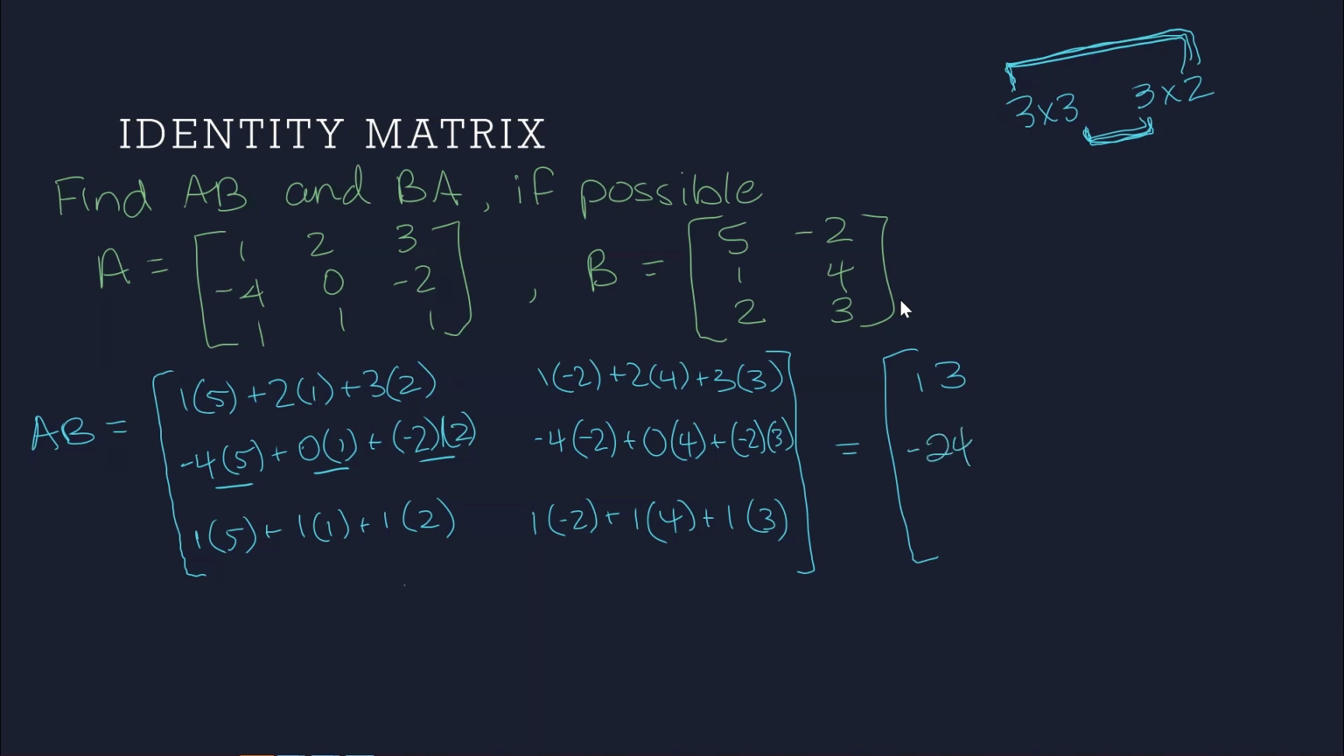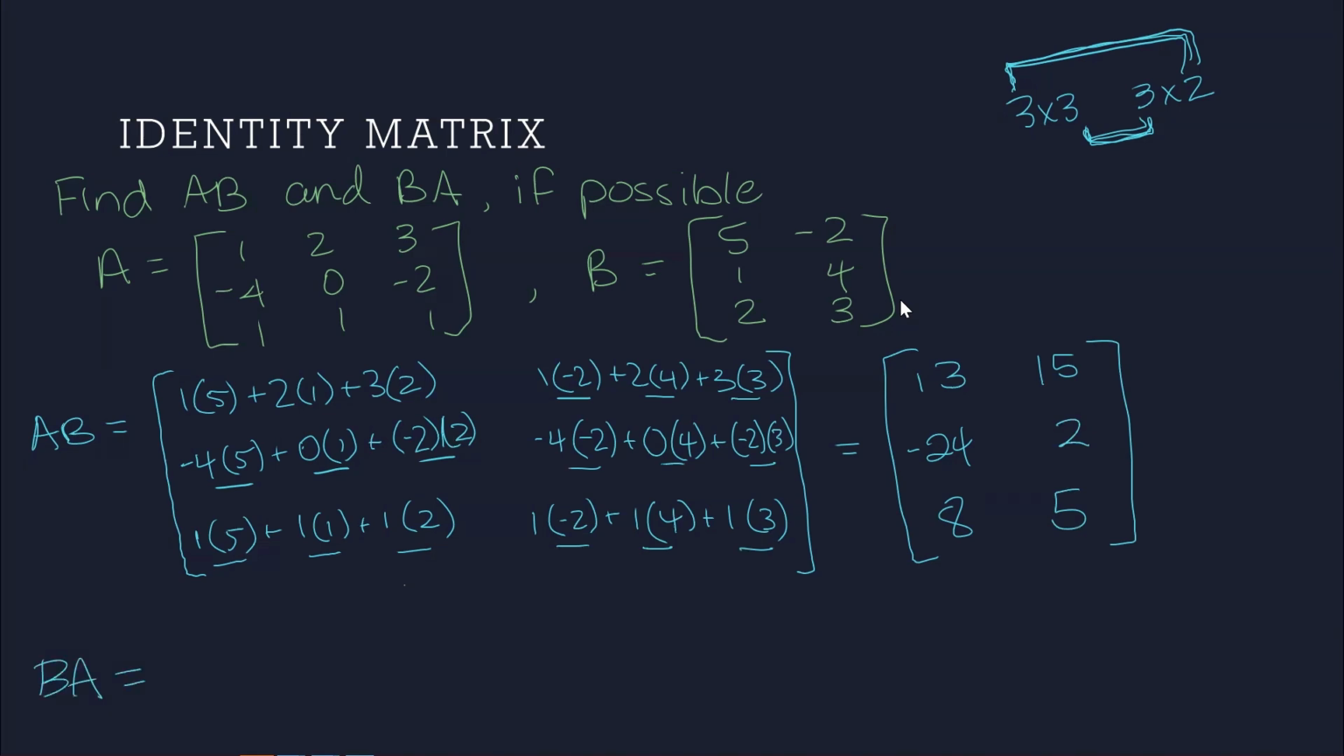So negative 24. Down here we've got 5 plus 1 plus 2. So that is 8. Coming up here, negative 2 plus 8 plus 9 is 15. 8 plus 0 minus 6 is 2. Negative 2 plus 4 is 2, plus 3 is 5. There we go. So next we've got to do BA.